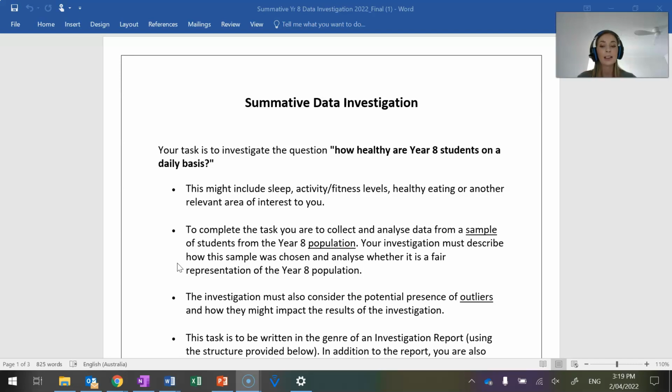Okay, so the question that you need to answer is, how healthy are Year 8 students on a daily basis? You might want to include sleep, activity and fitness levels, healthy eating, or a different area of interest that's relevant to you to try and answer this question.